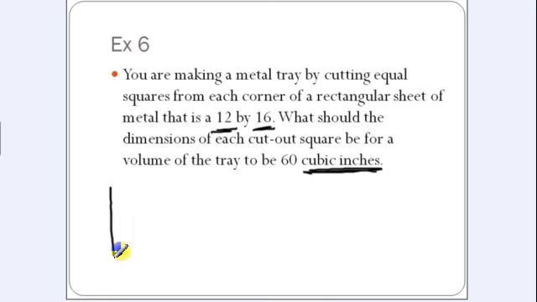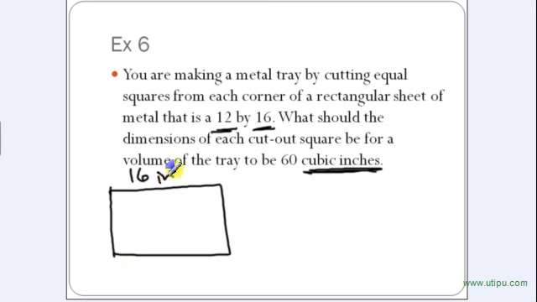Now, where I would start is just by getting a visual of what we're talking about here. So we're starting out with a rectangular sheet of metal that's 16 inches by 12 inches. Then we're cutting out squares from each corner. Now, we don't know how big those squares are, so I'm going to label that x. So each of those being x units by x units.